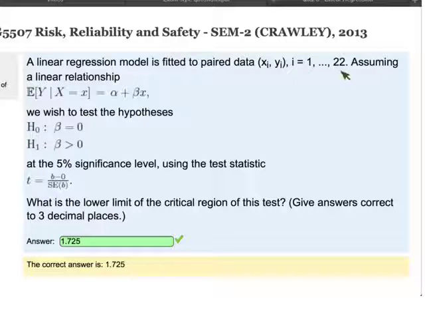We're given that we've got an n of 22, so 22 minus 2, we've got 20 degrees of freedom, and so we've got a t-distribution, 20 degrees of freedom, and a 5% significance level. And note that it's a one-sided t-distribution because we've got beta. We're trying to prove that beta is greater than 0, not just that beta is less than 0. So let's just go and find a relevant t-distribution.